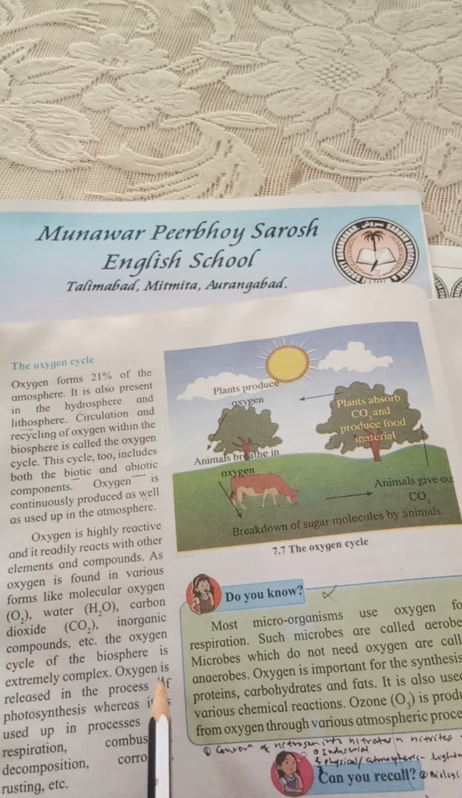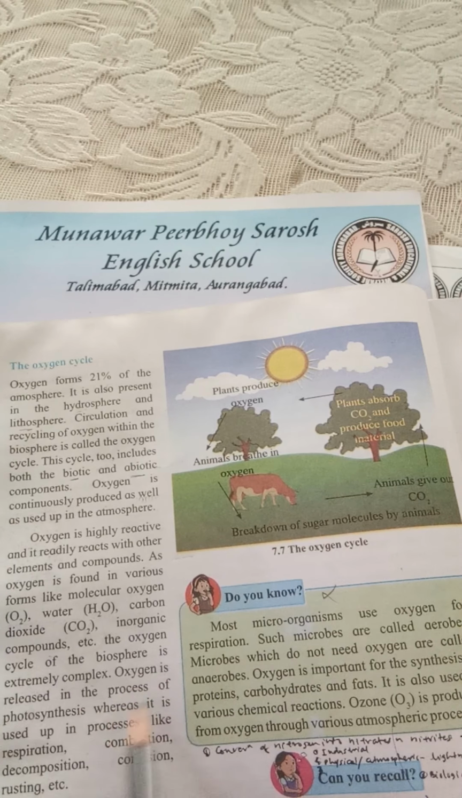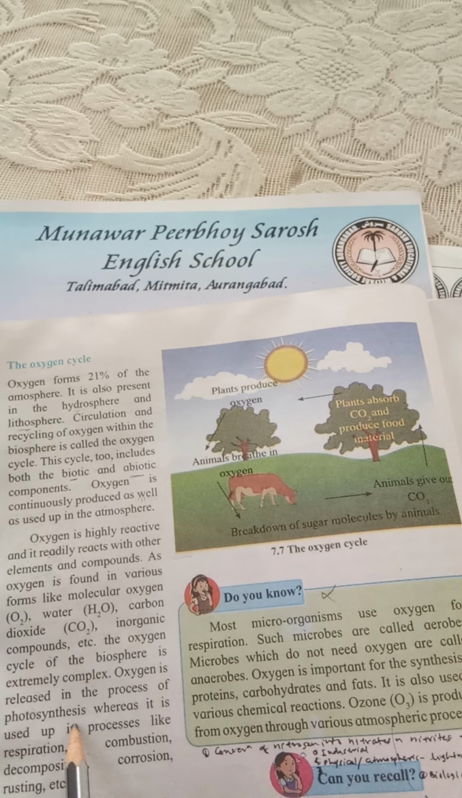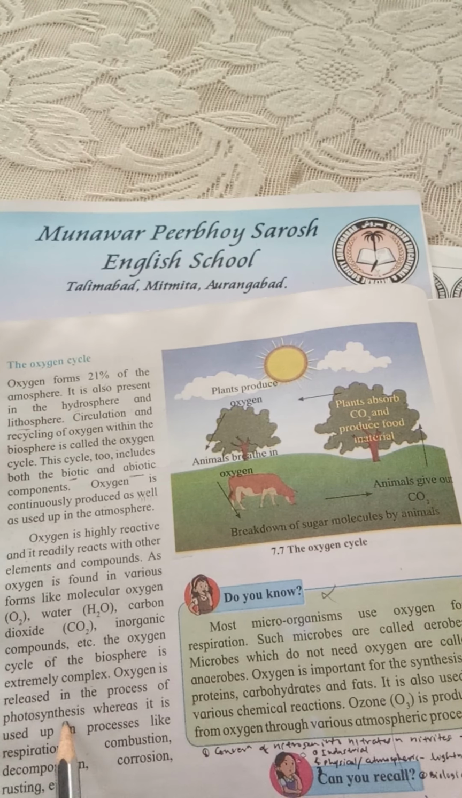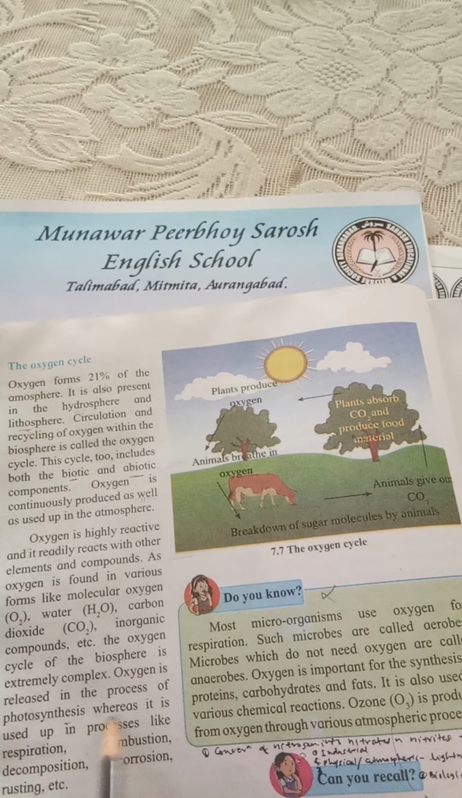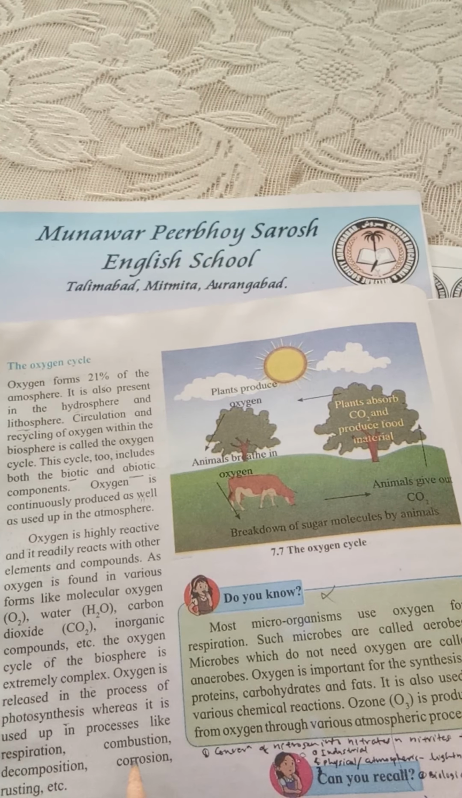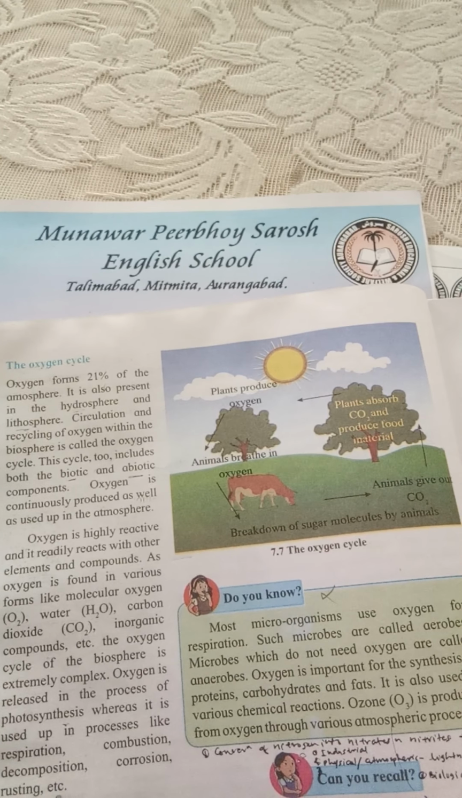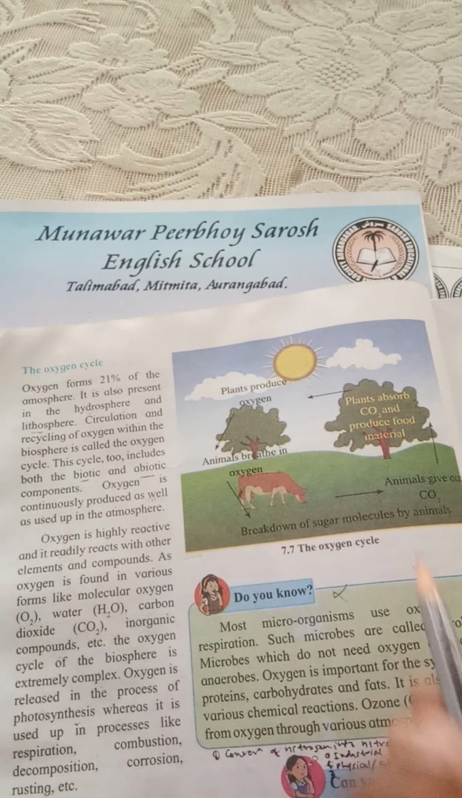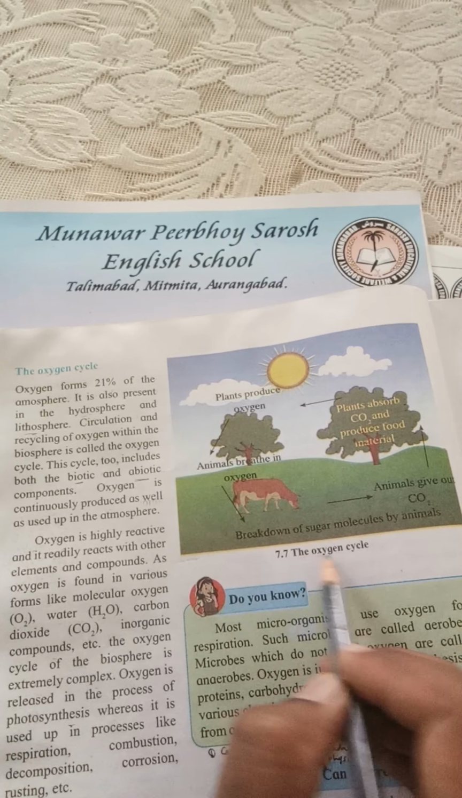Oxygen is released in the process of photosynthesis by the plants, whereas it is used up in processes like respiration, combustion, decomposition, corrosion, rusting, etc. Combustion means the process of burning in the presence of oxygen. So see here, figure 7.7, oxygen cycle.